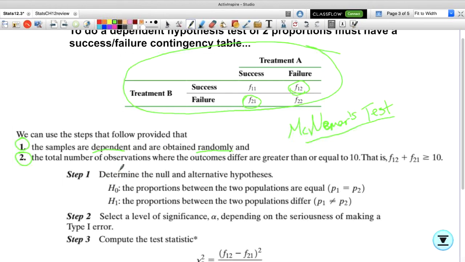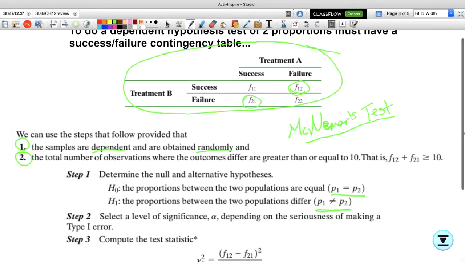After you verify that those two things are true, you would keep going. Again, your null is going to be that the two proportions are equal, and your alternative is going to be that the two proportions are different from each other, always, every time when we do McNemar's test. So you will select a level of significance. If they give it to you, great. If not, you want to think about how severe or serious making a type 1 error would be. If it's not that bad, then you could do 5% or 10%. If it's very serious, then you would choose only 1%.